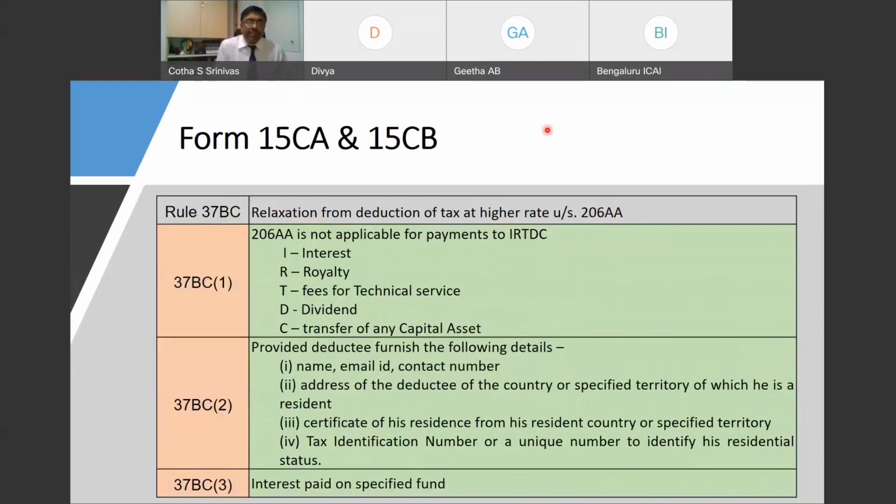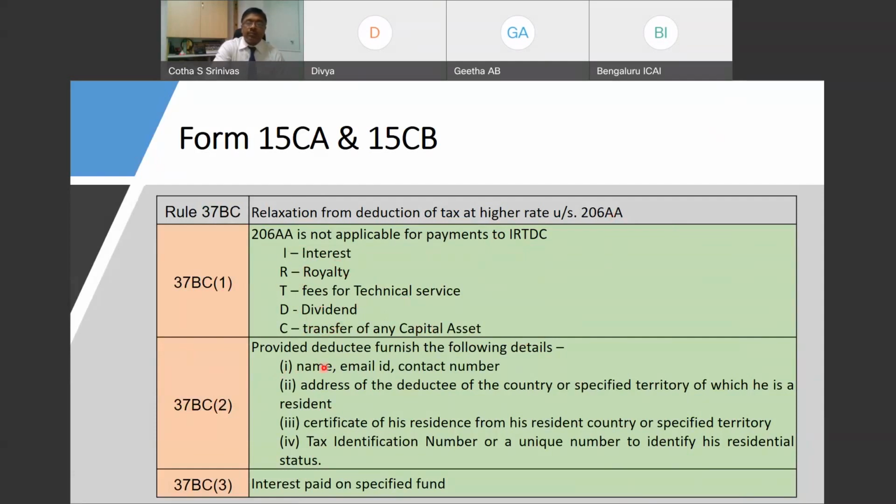Then 37BC, relaxation from deduction of tax at a higher rate under section 206AA. I said that for 206AA, even a non-resident has to furnish his PAN, but there are certain exceptions under Rule 37BC, which says 206AA is not applicable for payments to IRTDC. IRTDC means payments with respect to interest, royalty, fees for technical services, dividends, and transfer of any capital asset. So if we are making payment to a non-resident towards these types of income, even if the non-resident has not provided you the PAN, this section will not be applicable.